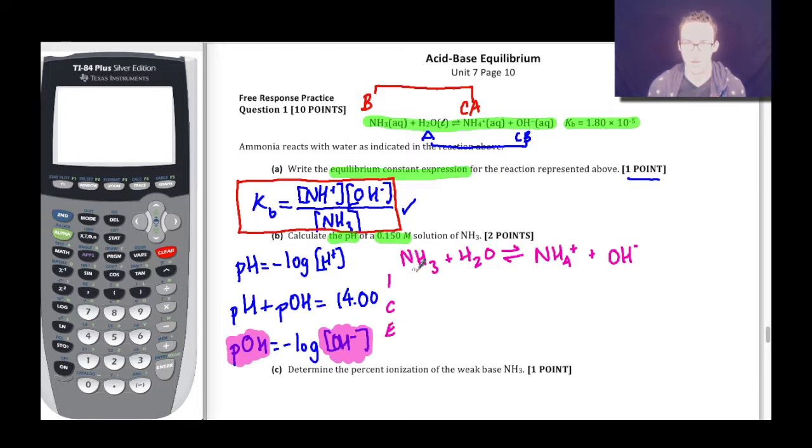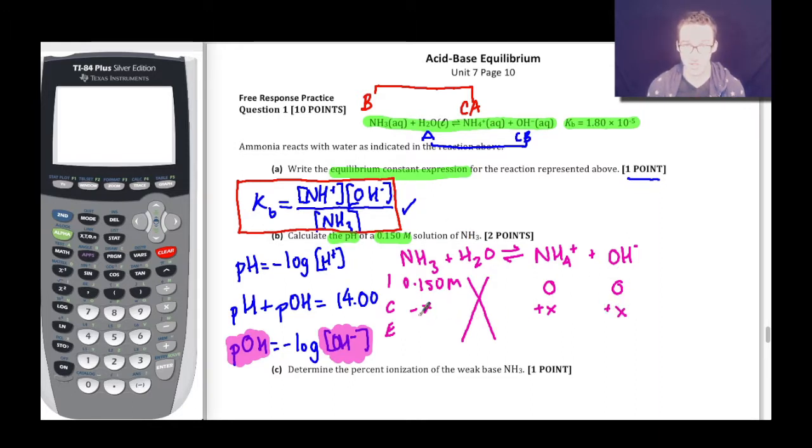My initial concentration of the ammonia is 0.150 molar. I'm not going to include water in this ICE table at all because it's a liquid and it won't be included in our equilibrium constant expression. My initial concentrations of the ammonium ion and the hydroxide ion are both 0 initially. The change is going to be a decrease in X here and an increase in X for both of those ions.